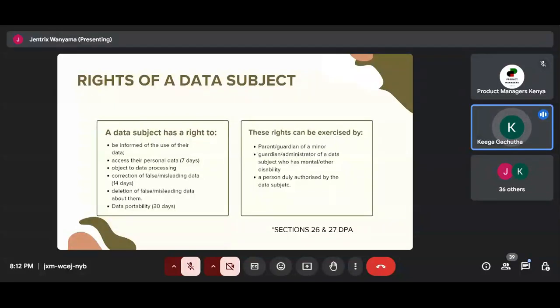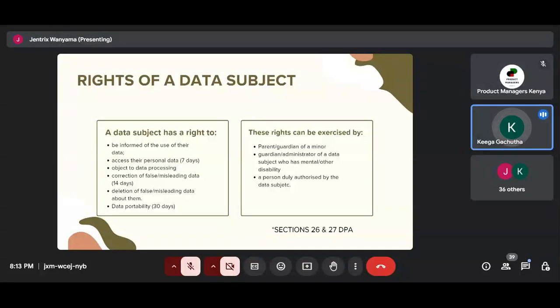So an adequacy decision is essentially a determination by the ODPC where they deem a particular jurisdiction or territory to have adequate laws or policies that would be able to protect data or information.